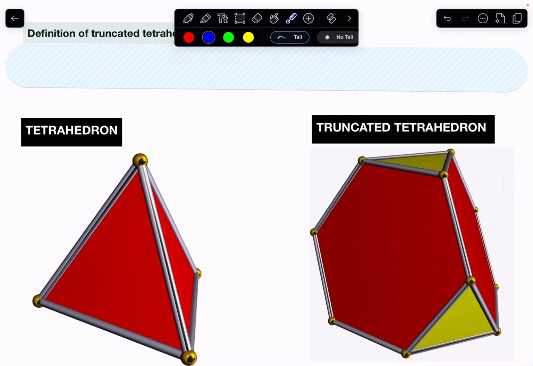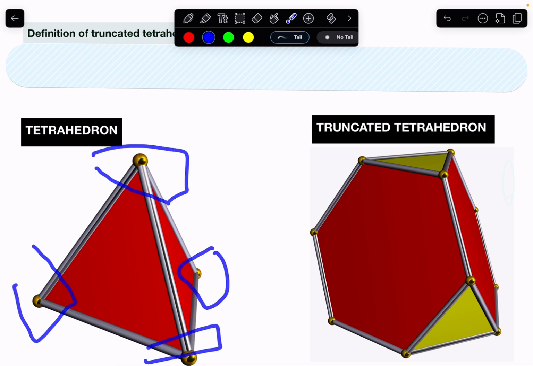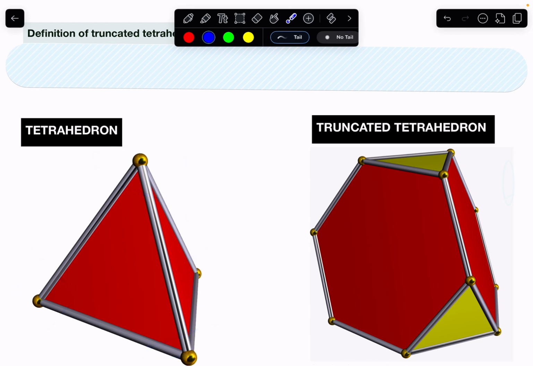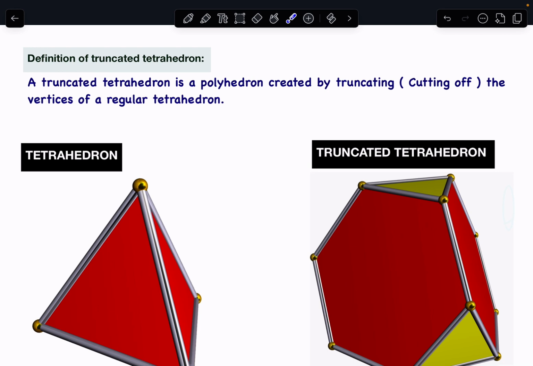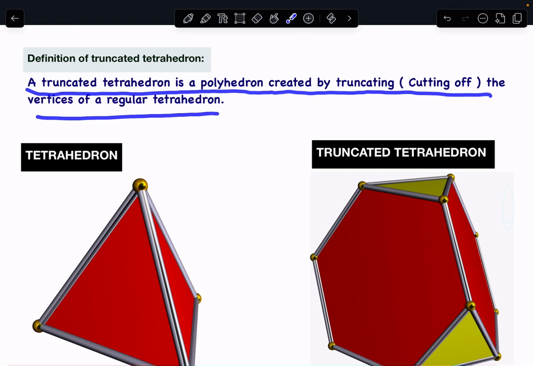So the exact meaning of a truncated tetrahedron. This is a polyhedron which is produced due to cutting of corners of normal tetrahedron. So first you have to take a normal tetrahedron. If you cut this normal tetrahedron through the corners, that is going to be converted to truncated tetrahedron. So this is the exact definition. A truncated tetrahedron is a polyhedron created by truncating the vertices of a regular tetrahedron.